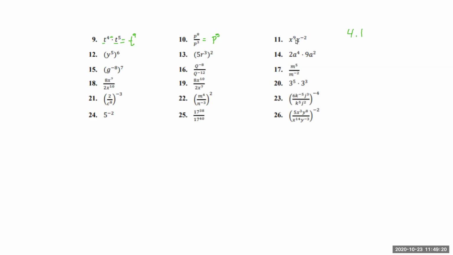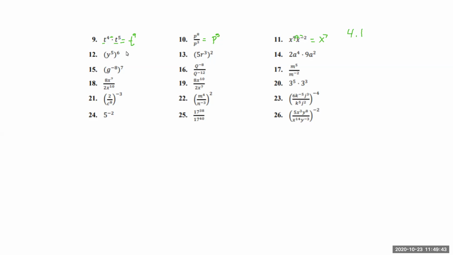Okay, coming over here, both of these are being multiplied together. So same base, still x. But now when we add these exponents, that -2 is going to make this problem a subtraction problem. So we have 9 minus 2, which is going to be x to the 7th.